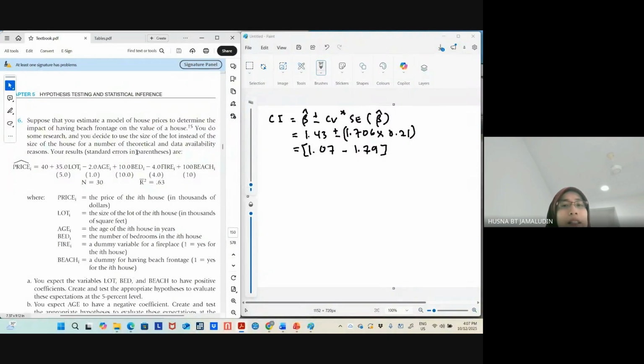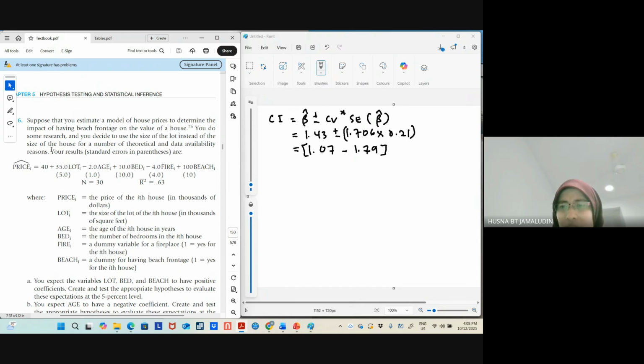Okay, question 6. Suppose that you estimate a model of house prices to determine the impact of having beach frontage on the value of the house. So you want to see what the factors affecting the house prices are. You do some research and you decide to use the size of the lot instead of the size of the house. Basically, there are many variables that can affect changes in the house price. One of them is the size of the house.